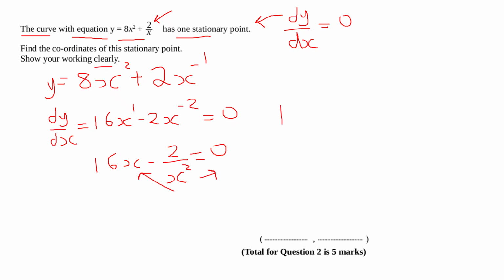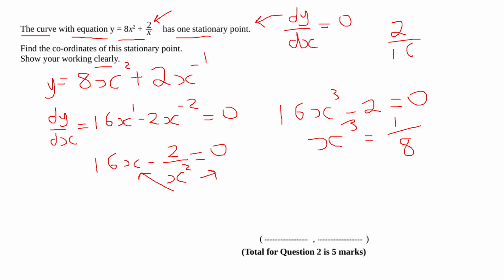We're going to get 16x cubed minus 2 is equal to 0. I'm going to add 2 and then divide by 16. So we get x cubed equals 2/16, which simplifies to 1/8. Again, if you're not sure, let's write it out. We have 2/16 as a fraction. Divide top and bottom by 2 and we get 1/8.